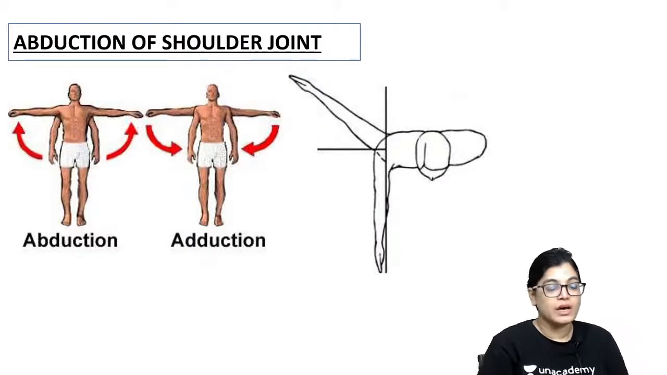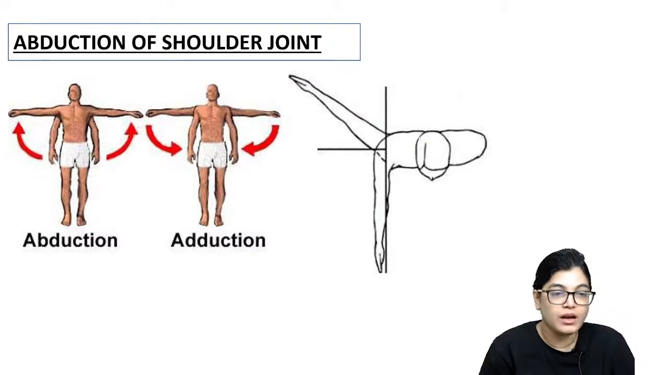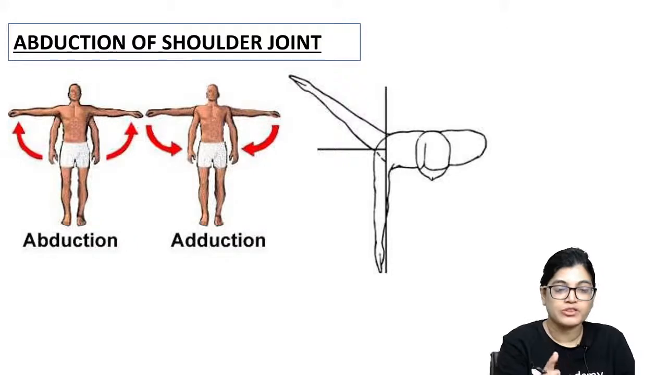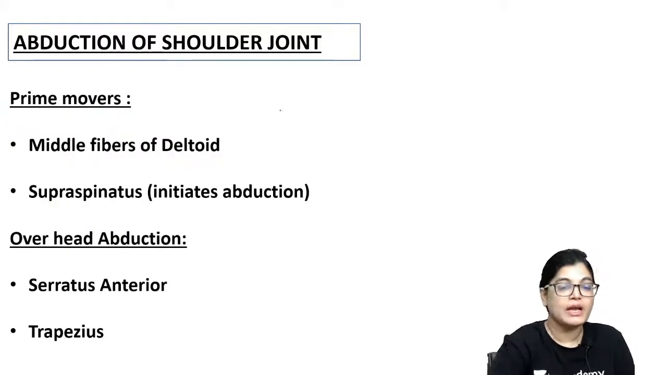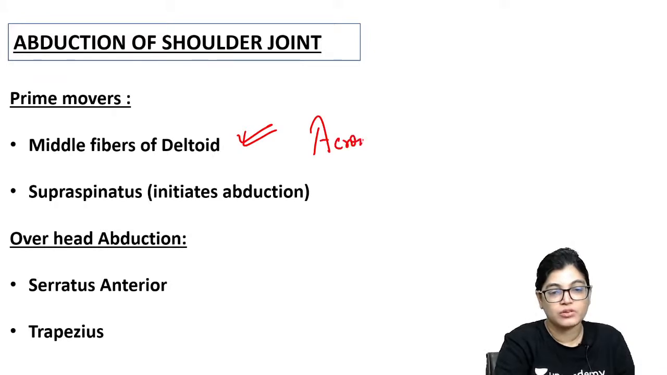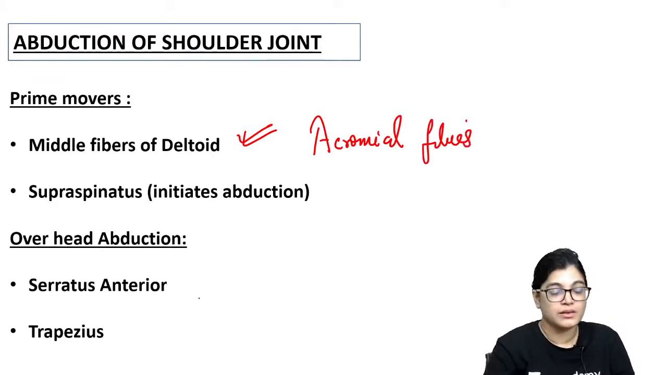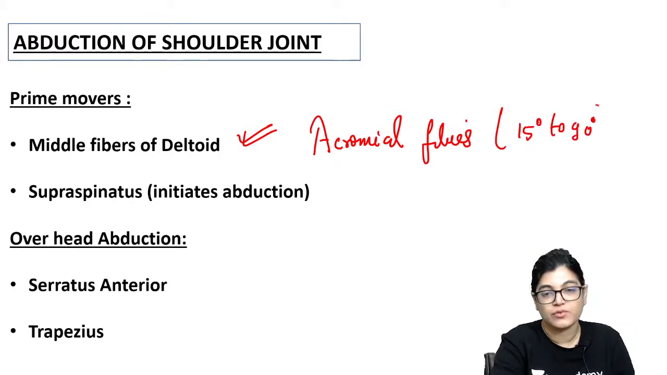Now moving to the other movement, that is abduction. Abduction means moving away from the body. The prime movers are the middle fibers of deltoid, also called the acromial fibers of deltoid. This has been asked many times in MCQs: the major degrees of abduction performed are from 15 degrees to 90 degrees of abduction.